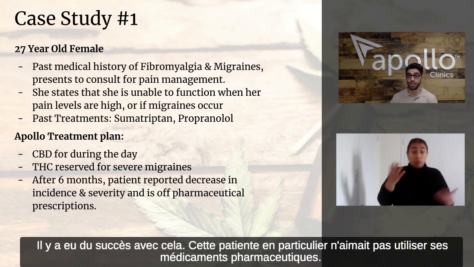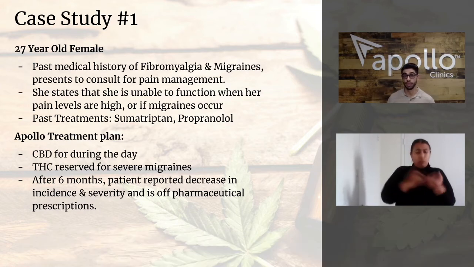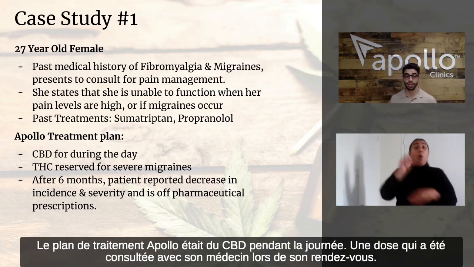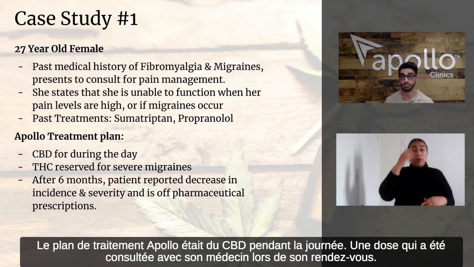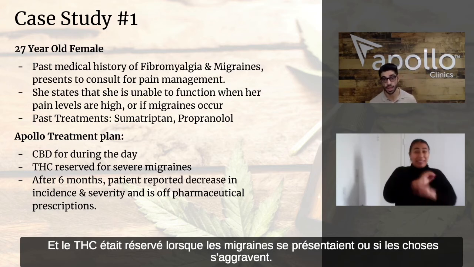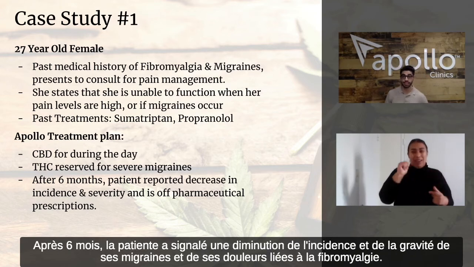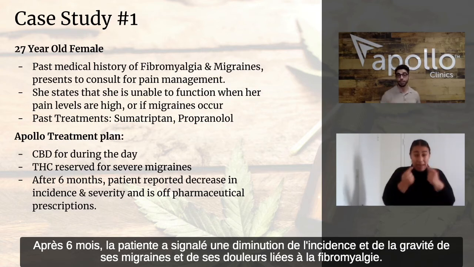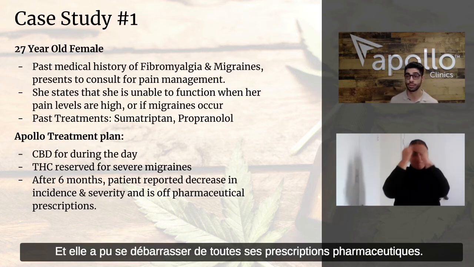This particular patient did not like using her pharmaceuticals. She said the sumatriptan didn't really help, and she didn't like the effects that she felt with propranolol. The Apollo treatment plan was CBD during the day, a dose that was consulted with her physician during her appointment, and THC was reserved for when migraines did present or if things got severe. After 6 months, the patient reported a decrease in the incidence and severity of her migraines and fibromyalgia, and she was able to come off of all her pharmaceutical prescriptions.